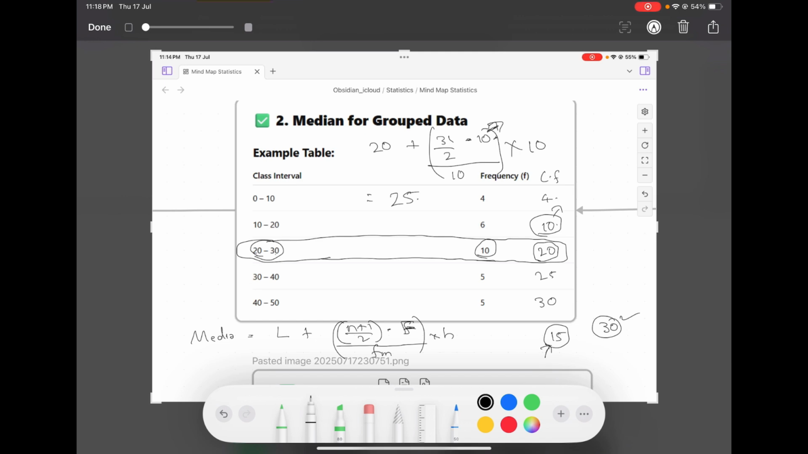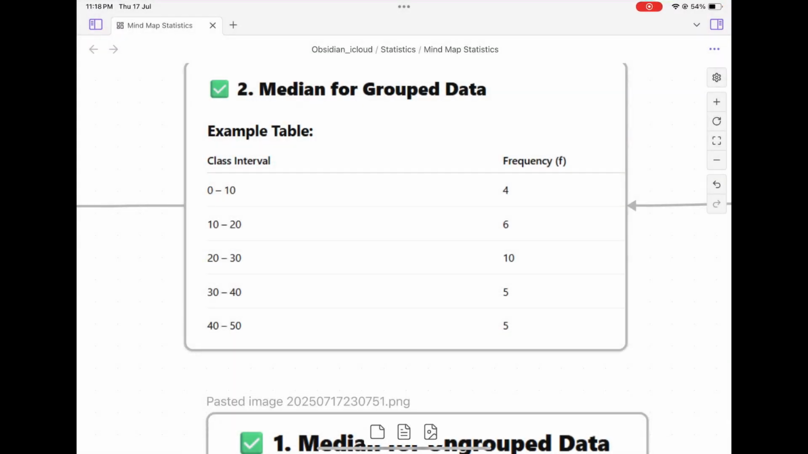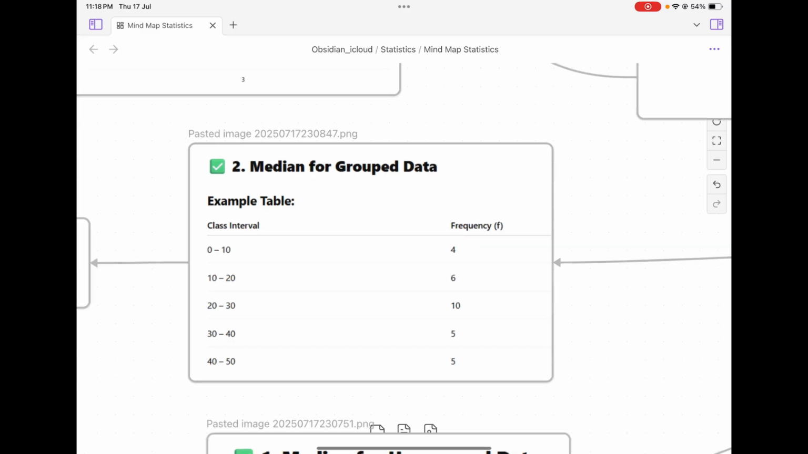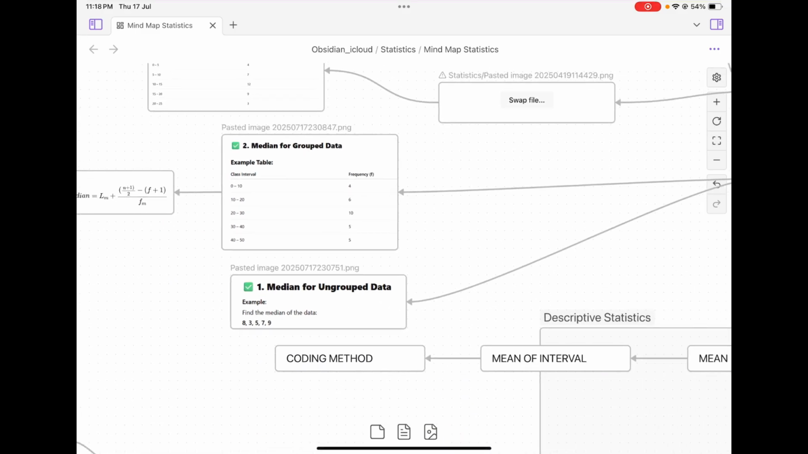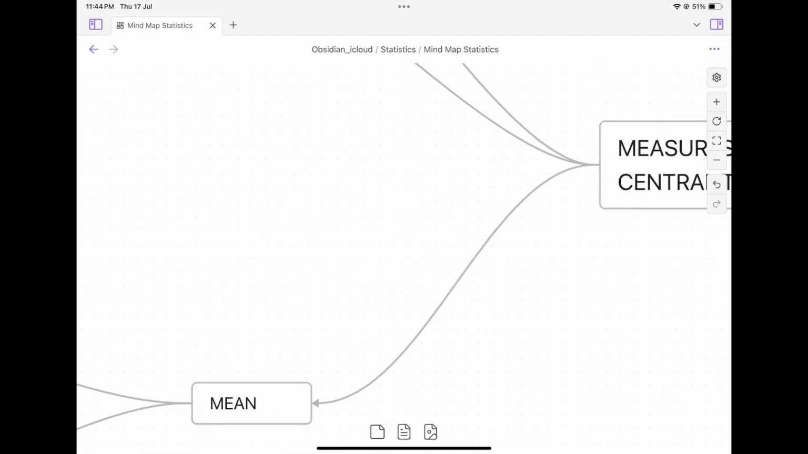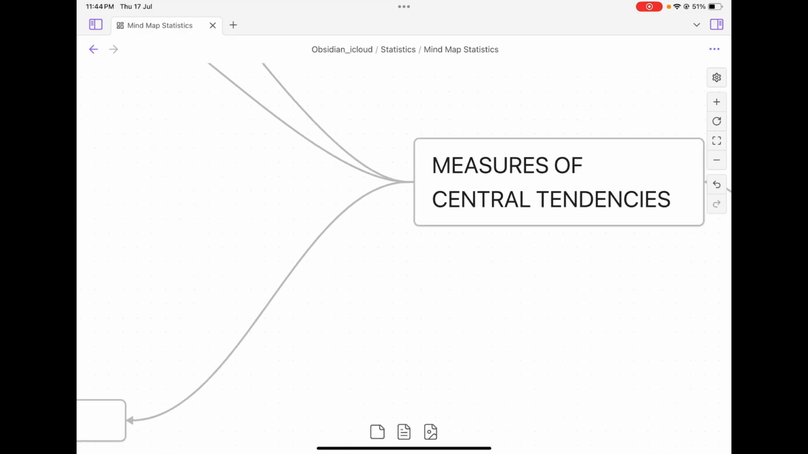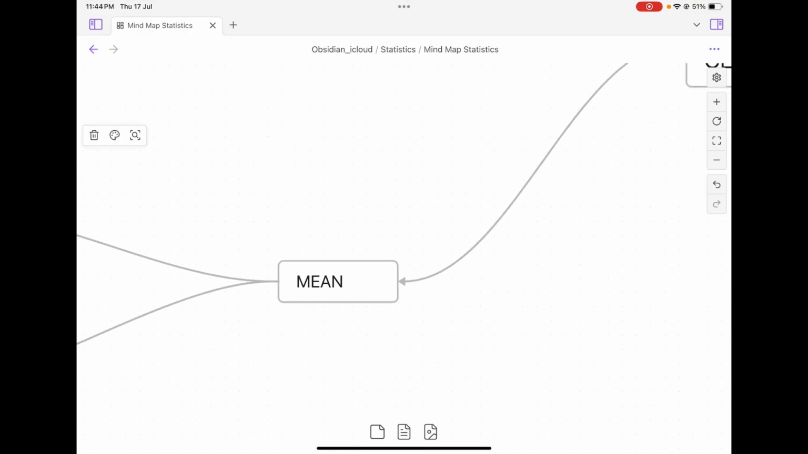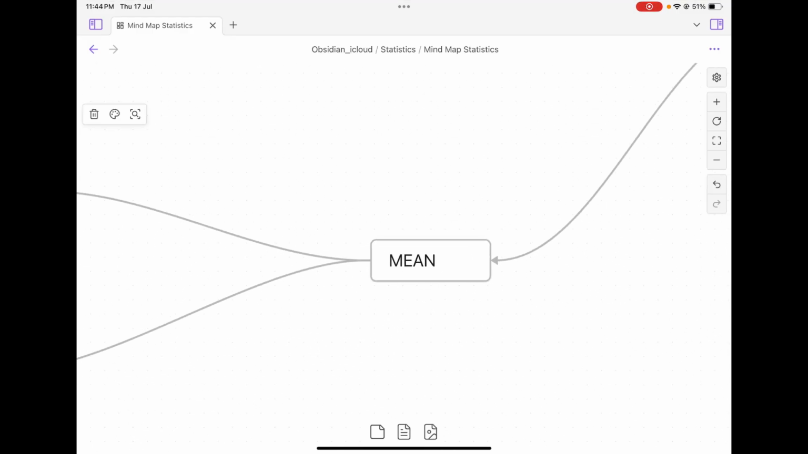For this data, you can also calculate the mode, and then you can compare it. So this is how you calculate the median for grouped data as well as ungrouped data. Now we are moving to the third measure of central tendency, that is the mean. So how to find the mean of the data?